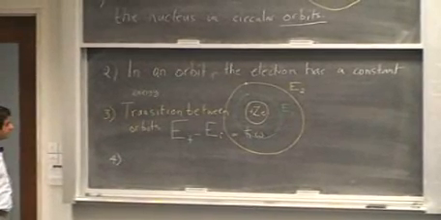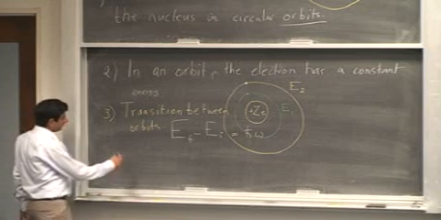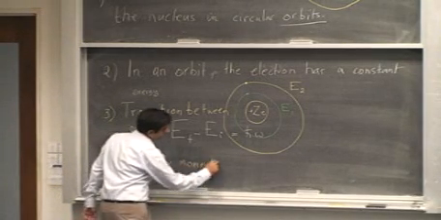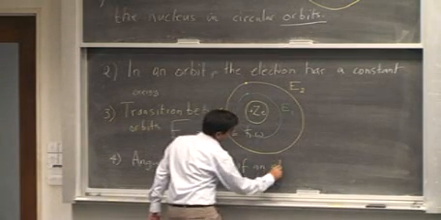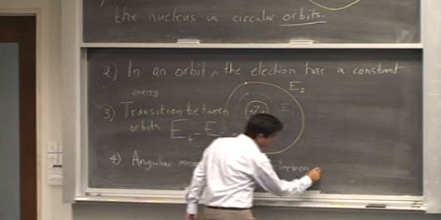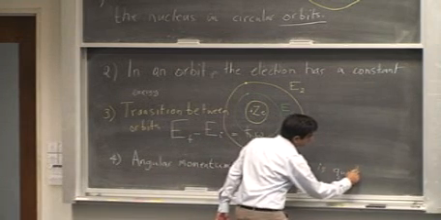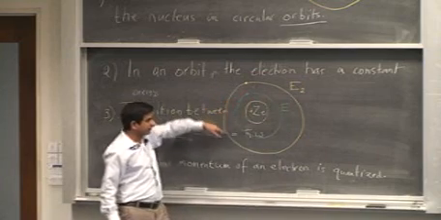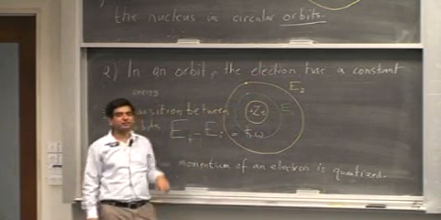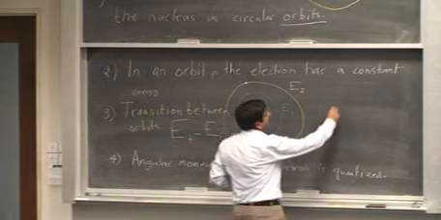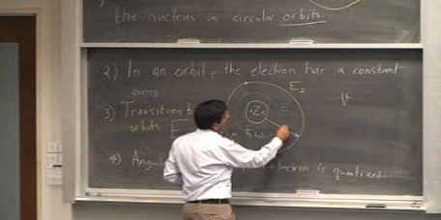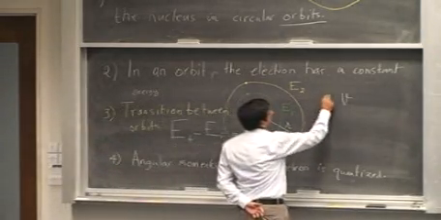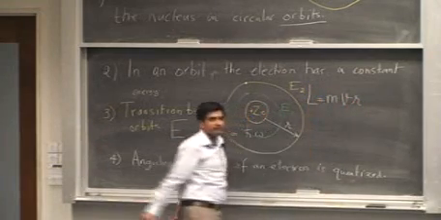The fourth postulate that Bohr presented was that the angular momentum of an electron is quantized. So the energies are quantized, because the energy is fixed in one orbit, and the angular momentum is quantized. If we have an electron moving with a velocity v at a radius r, what's the angular momentum going to be? mvr. So mvr is the angular momentum of an electron.